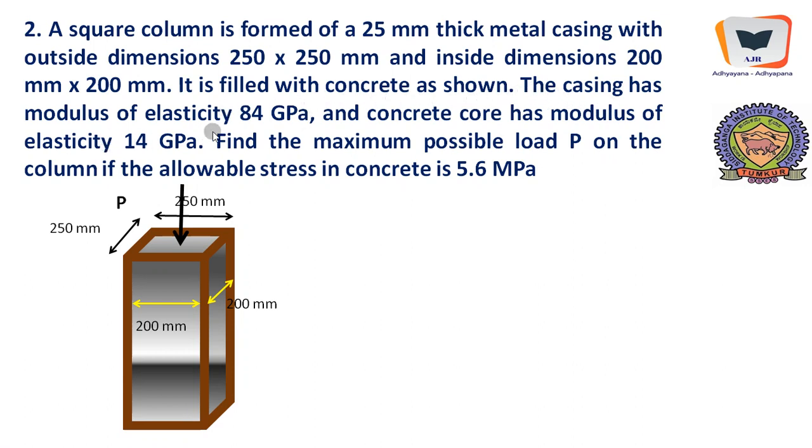The casing has a modulus of elasticity of 84 GPa, that is, a metallic casing has an elastic modulus of 84 GPa, and the concrete core has a modulus of elasticity of 14 GPa. So the modulus of elasticity of concrete is typically low when compared to the metal. Therefore concrete happens to be brittle in nature, while almost all metals are ductile in nature. Therefore the ductility is best utilized, and so also the brittleness, and the lower value of elasticity.